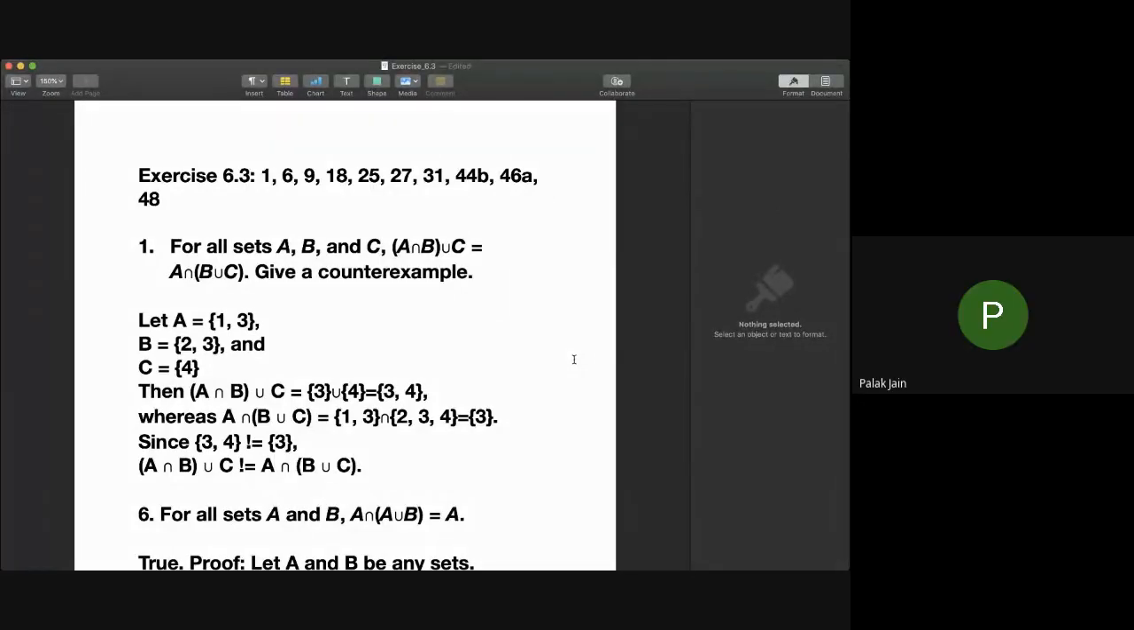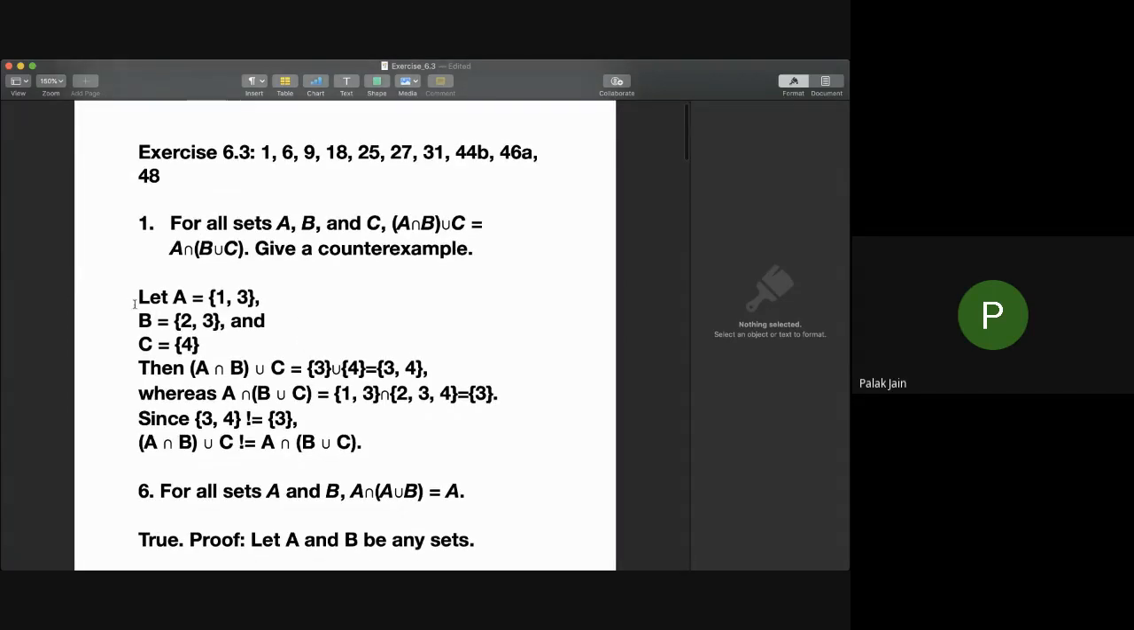Okay, so I'll be doing exercise 6.3, and these are the problems I'll be doing, the ones that are written on top. So let's start with one. The question is, for all sets A, B, and C, (A intersection B) union C equals A intersection (B union C). You have to prove this is false by giving a counterexample.